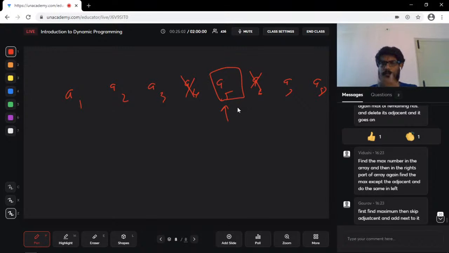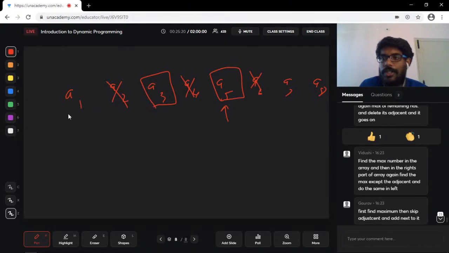right? Now go to this half, this side, and now amongst this, pick the maximum element, right? Maybe A3 is the maximum. So pick A3. And now because I'm picking A3, A2 can't be picked, right? And now in this, find the maximum. Maybe this, so now there's only one element. So this is obviously the maximum, right?